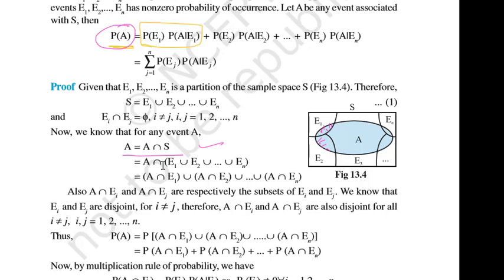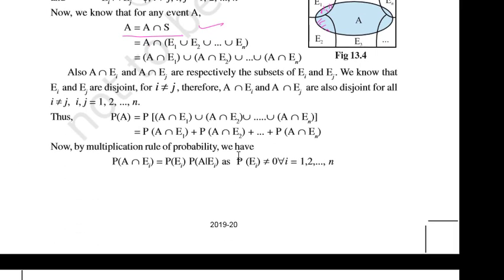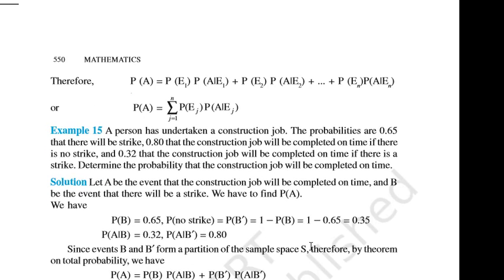So, probability of A, as they are disjoint, can be written as probability of A intersection E1 union A intersection E2 union, like that. This is equal to probability of A intersection E1 plus probability of A intersection E2 plus probability of A intersection En and so on. Now, by the multiplication rule of probability, which we discussed in the last lecture, probability of A intersection E1 can be written as probability of E1 into probability of A by E1. That means probability of A intersection Ei is probability of Ei into probability of A by Ei. Using this concept, probability of A is probability of E1 into probability of A by E1 plus probability of E2 into probability of A by E2 plus so on.